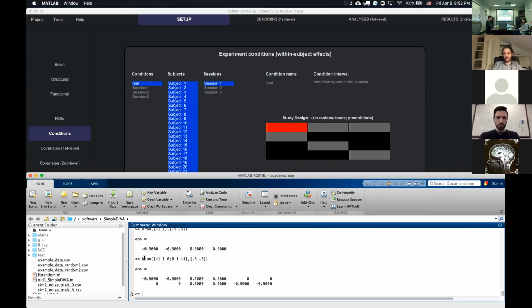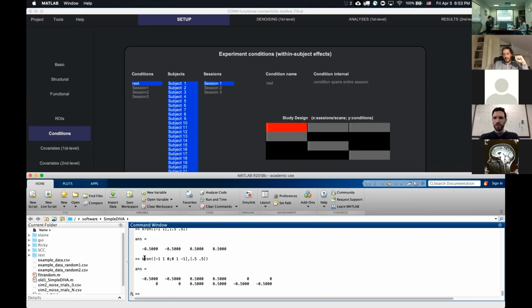So basically, this Kronecker product is just an easy way to get to creating these contrast vectors in a consistent manner when you have very complex ANOVA designs with multiple factors and multiple levels per factor, and things like that.